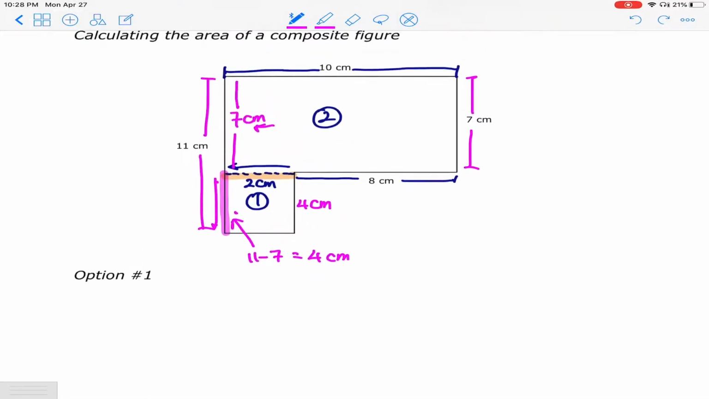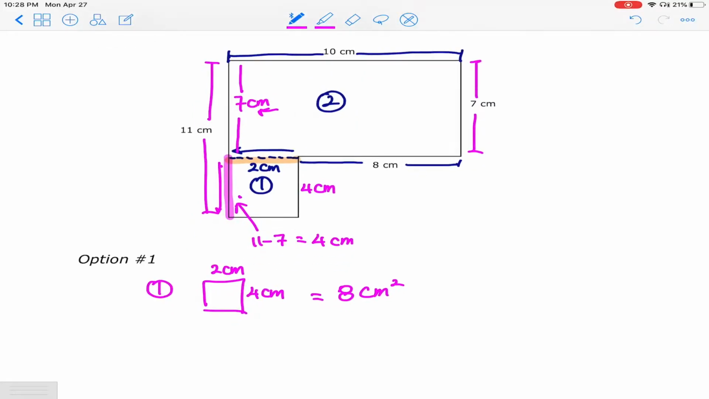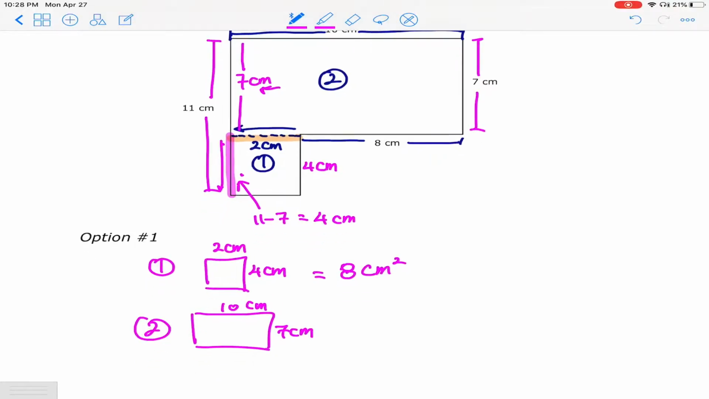So for option 1, you already did that. The area of 1, which is then 2 centimeters over there, 4 centimeters over there, will give me 8 centimeters squared. And then 2 is that big one, where this is 10 centimeters at the top and 7 centimeters on the side, and that will give me 70 centimeters squared.